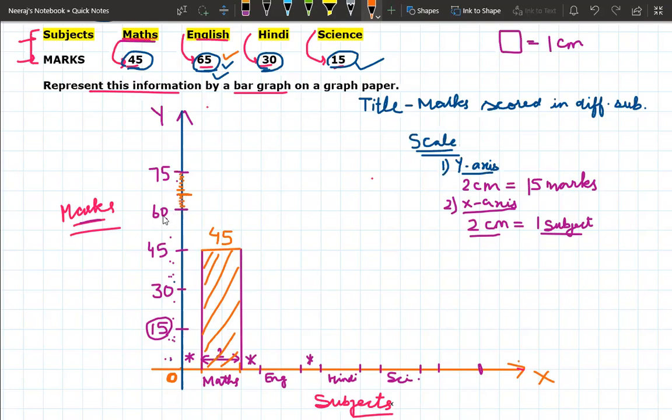As you can see, this is the number 60 and we have to reach 75. So this would be 61, 62, 63, 64, 65, 66, 67, 68, and 69. Then it will come 70, right? Then 71, 72, 73, 74, and 75. If you count like this, you will get the number accurately. So in the middle of the way, I will write 65. I'm going to represent 65. So in English, he has scored 65 marks. So 65 will come over here.